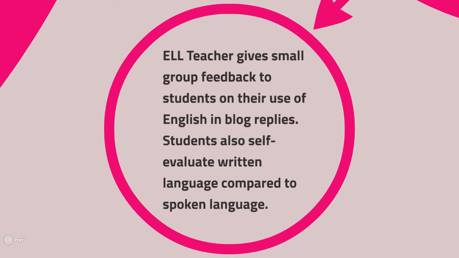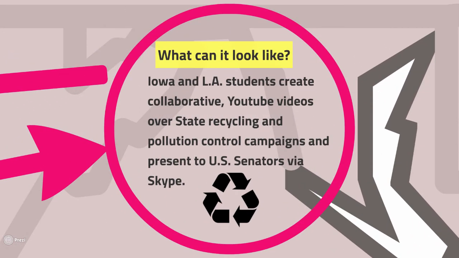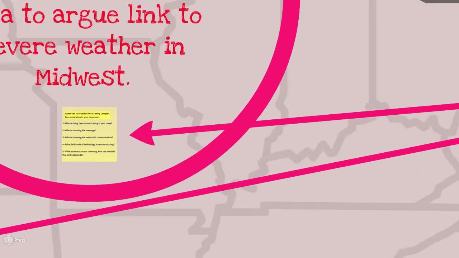That maybe that teacher meets with small groups and gives them feedback on their use of English in blog replies. Students can also self-evaluate written language compared to spoken language. Maybe it becomes less written and more spoken language, where they do podcast replies, or something like a Voxer, where they Voxer replies to each other. Maybe eventually it leads to something like this, where Iowa and LA students can create collaborative YouTube videos talking about state recycling and pollution control campaigns and present it to their U.S. senators via Skype.